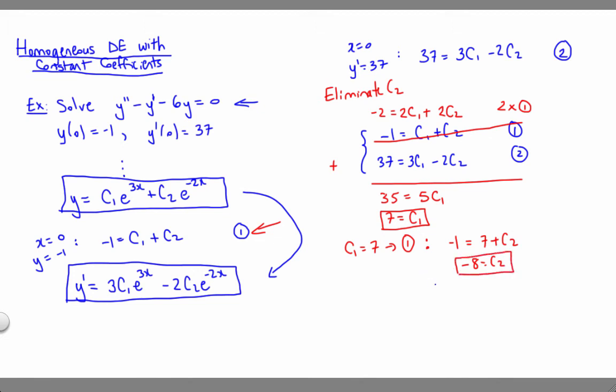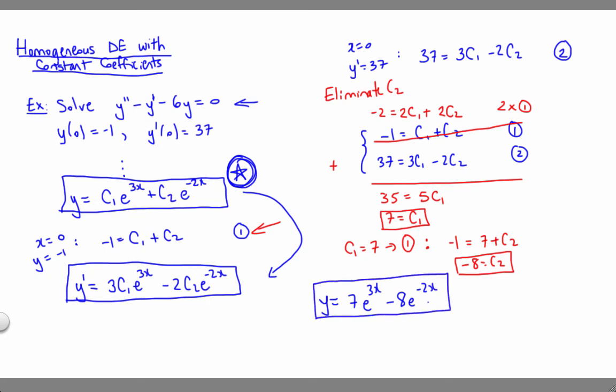So now that we've figured out our two coefficients, we can go back to our general solution and plug in the appropriate coefficients. Y is equal to 7 e to the 3x minus 8 e to the -2x. So that is the particular solution that solves the DE and that also satisfies those two initial conditions in the problem.